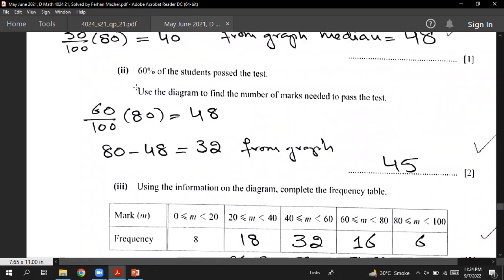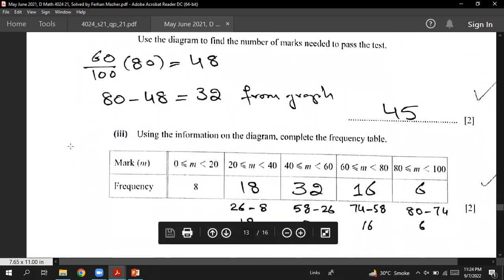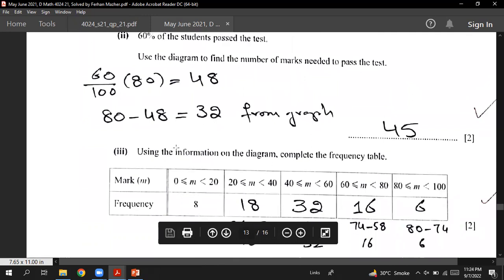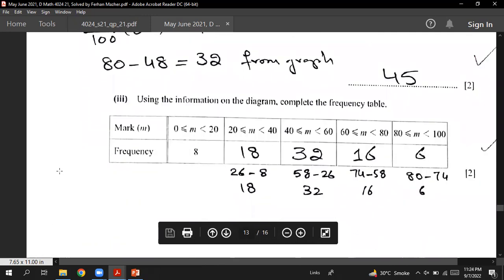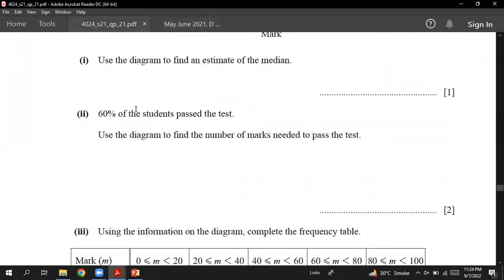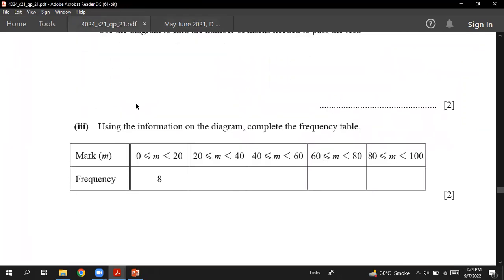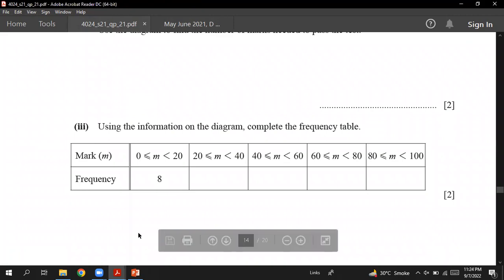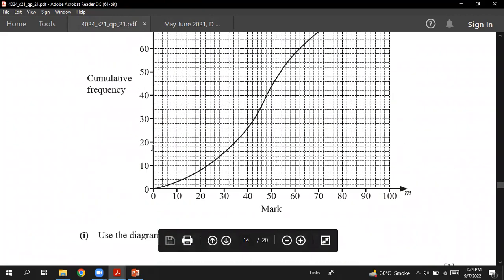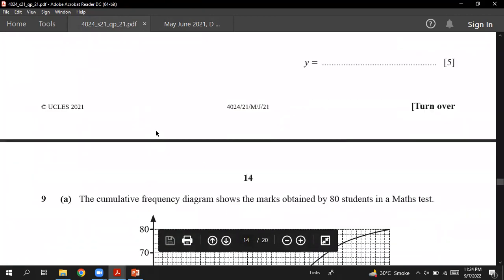Okay, 60% of students passed. So how many failed? 32 failed. Okay, use the information on the diagram. And then the next question is, he says, using the information on the diagram, complete the frequency table. Okay, so frequency table.